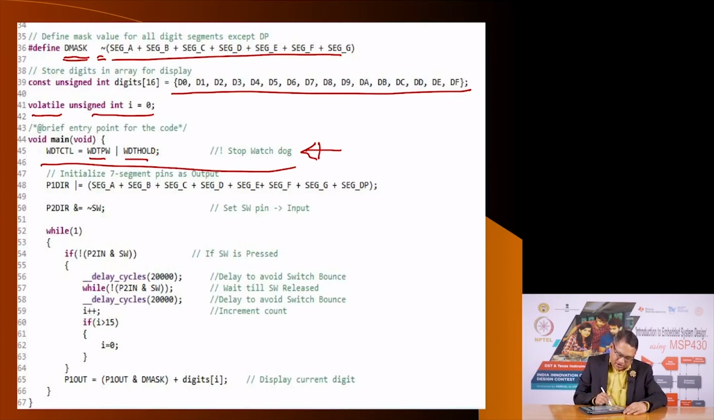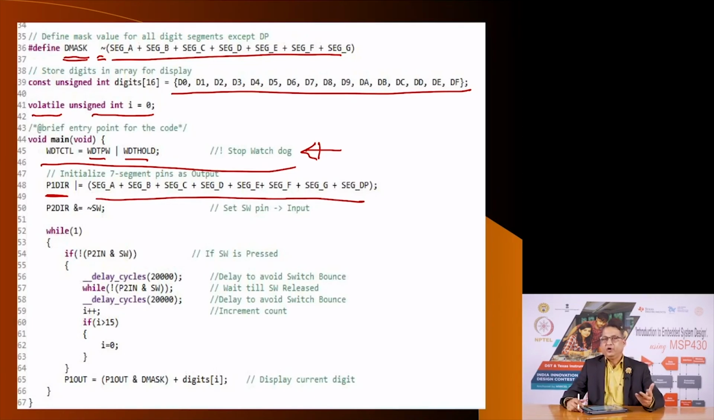Then the first task we do is to define the direction of the port 1 bits. We have defined all the bits as outputs from segment A to the decimal point. We are using all the bits. So, all the pins of port 1 we have defined as outputs, and then for port 2 we have defined this bit as input by making it 0. When we make it 0, it becomes input. When we make it 1, it becomes output.